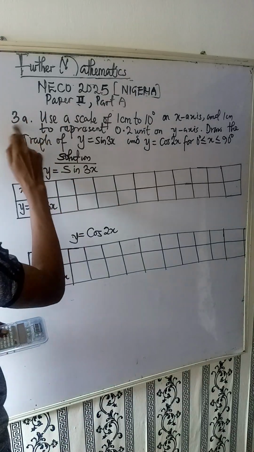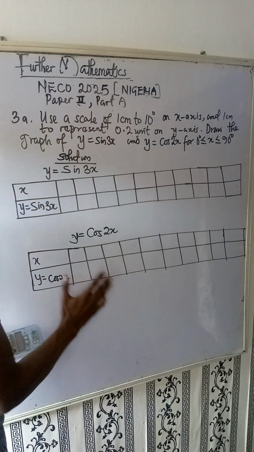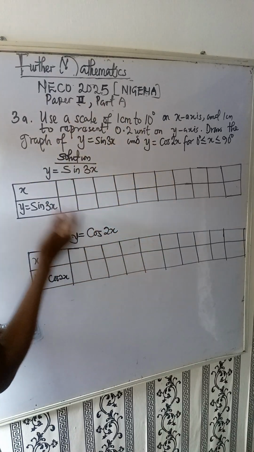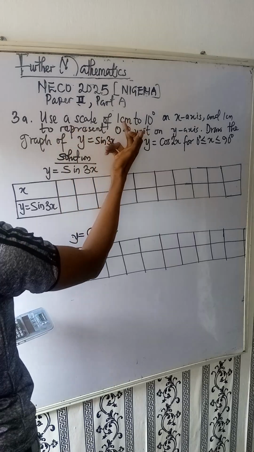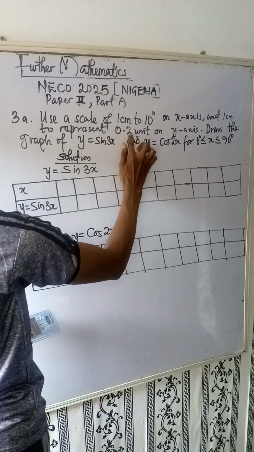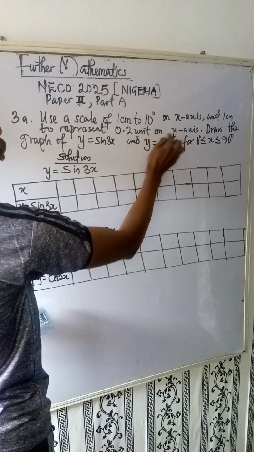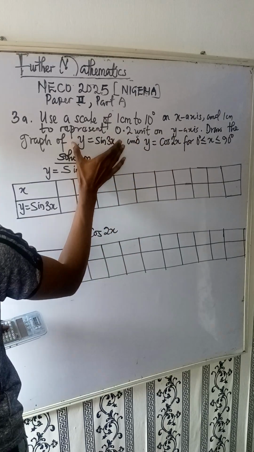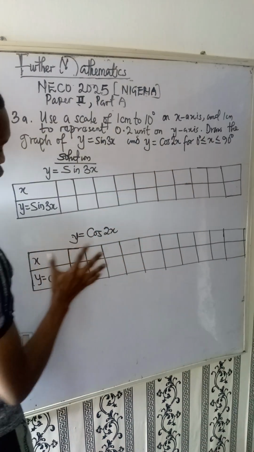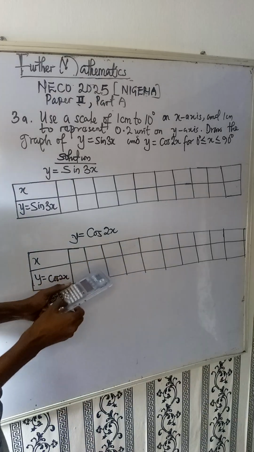Alright, welcome. This is question 3, 2025 NECO paper 2. So this is a graph question. I may not be able to draw the graph, but I'll guide you on what you need to do. Okay, so let's proceed. On the scale, we have to use 1 centimeter to 10 degrees on the x-axis and 1 centimeter to 0.2 unit on the y-axis. So we have to draw the graph of y equals sine 3x and y equals cos 2x. So you just take your calculator.